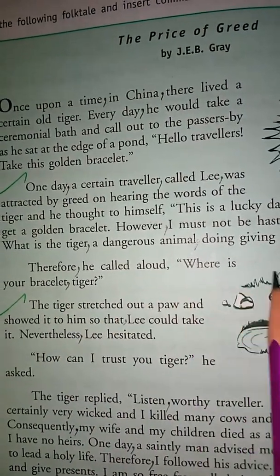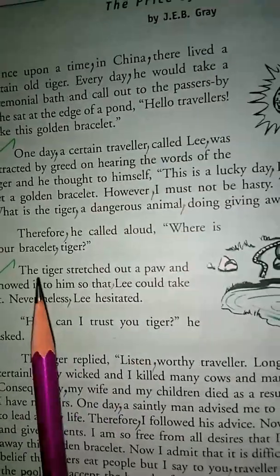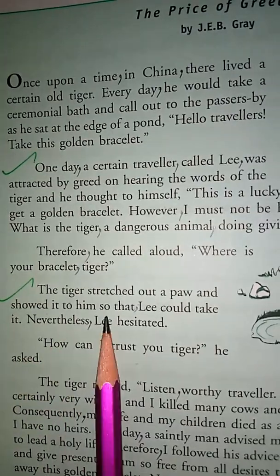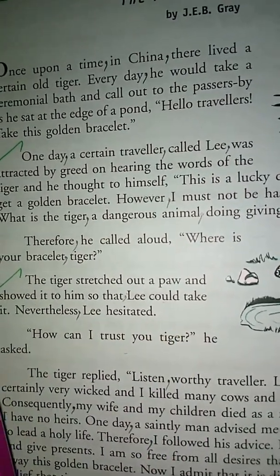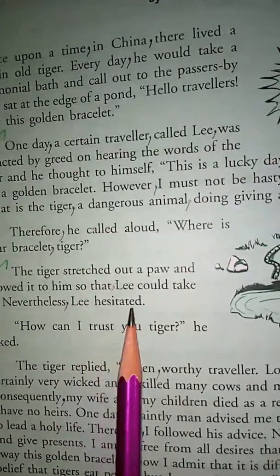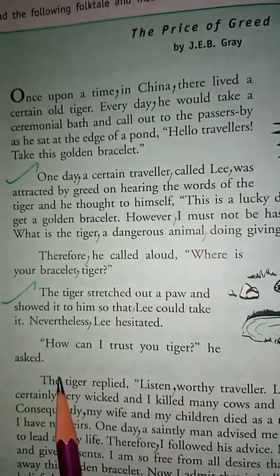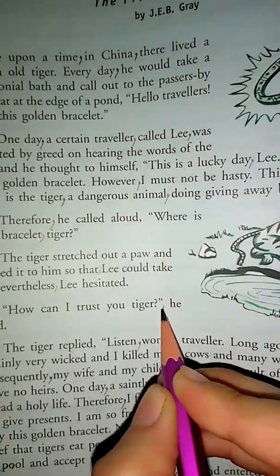He called aloud, where is your bracelet? Then comma, then tiger. The tiger stretched out a paw and showed it to him so that, use comma after it, Li could take it. Nevertheless, use comma. Li hesitated. How can I trust you, tiger? He asked. Use comma after this. Okay?